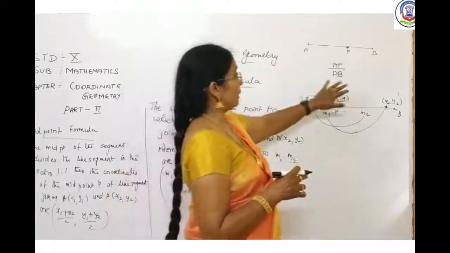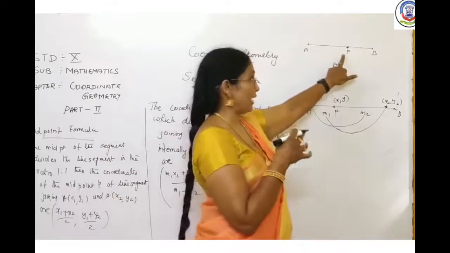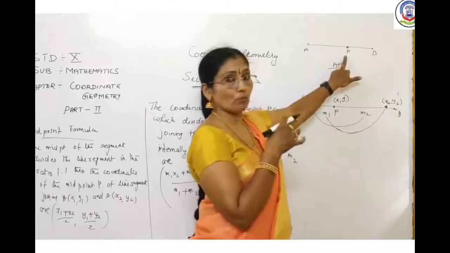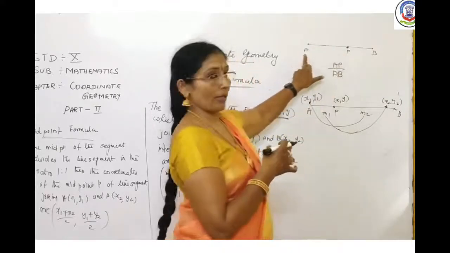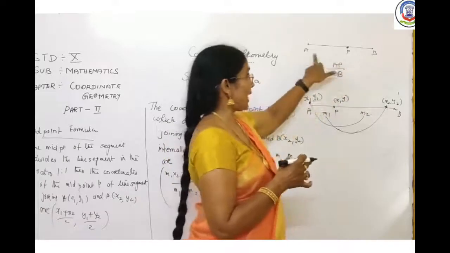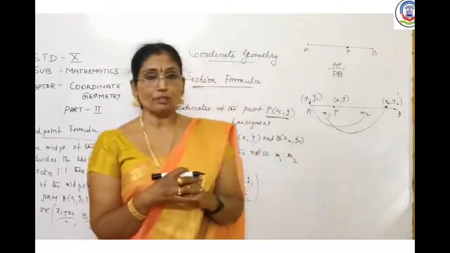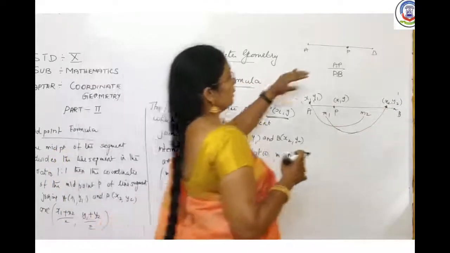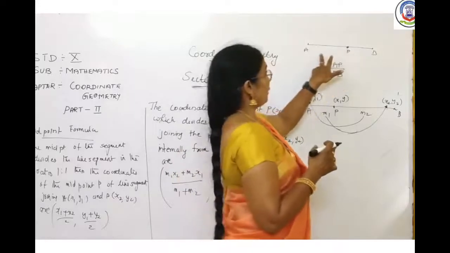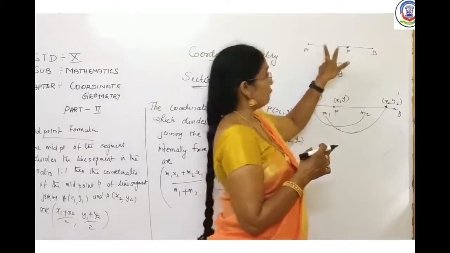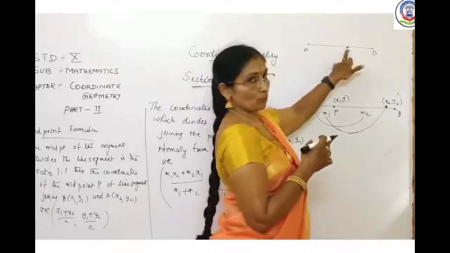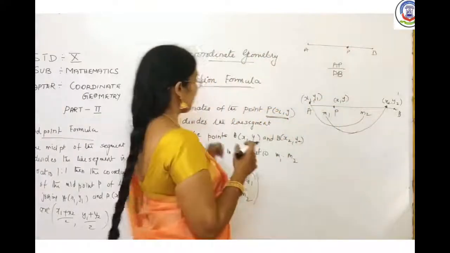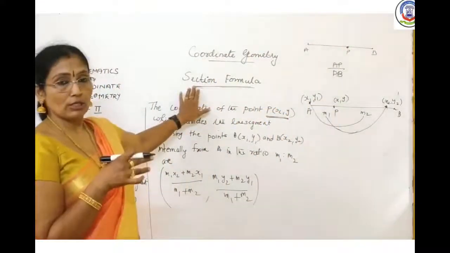Now, how can you find the coordinates of this internal division of the line segment by P? What will be the coordinates of this point P? If you know the endpoints of this line segment, that means A and B are the endpoints, and you know their coordinates, and if you know the ratio in which P divides it, how can you find the coordinates of the point P? That is what we are going to see in this section formula.